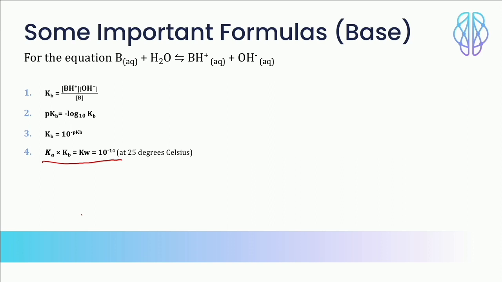Number 4, however, is probably the most important of the lot. To get from Ka to Kb, especially since you know Kw is 10 to the power of minus 14, if you're given Ka, you can get to Kb.